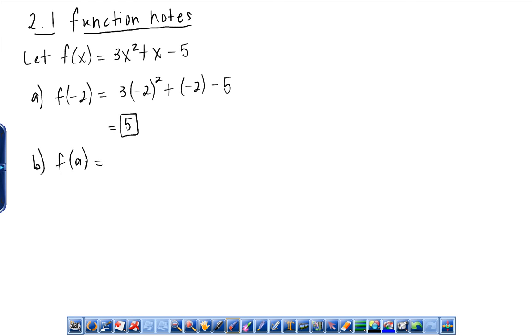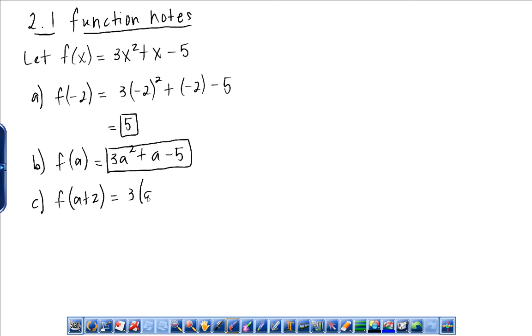So plug in a for every x value. That's going to give you 3a squared plus a minus 5. For c, I want you to plug in f of a plus 2. So 3 parenthesis a plus 2, that quantity is going to be squared, plus a plus 2, and then subtract 5.